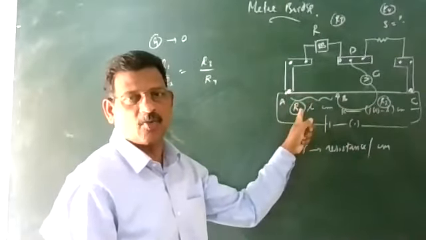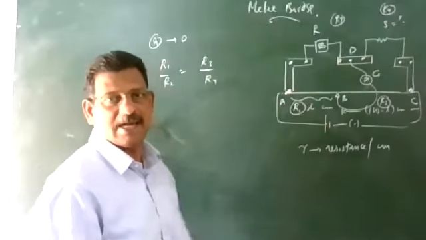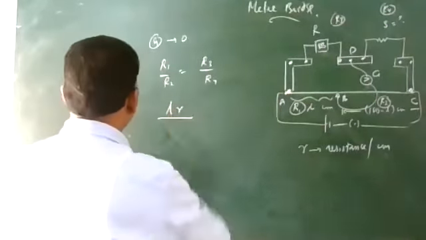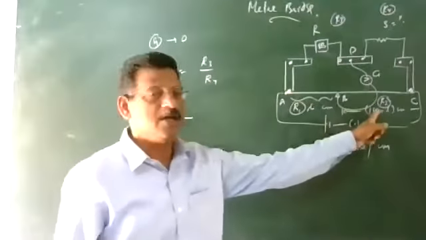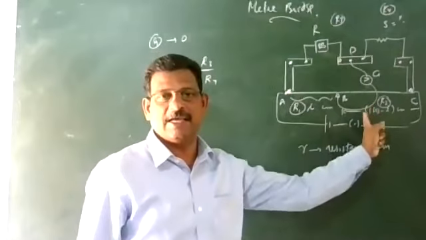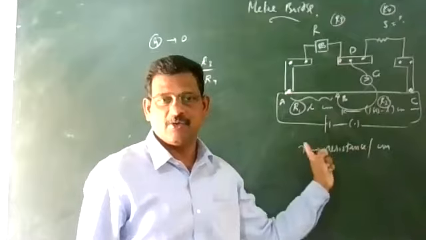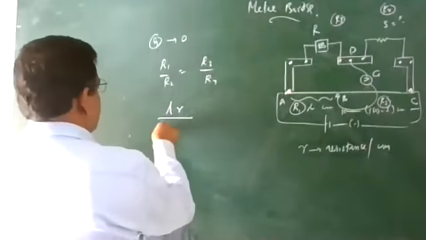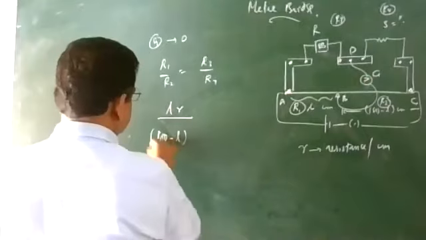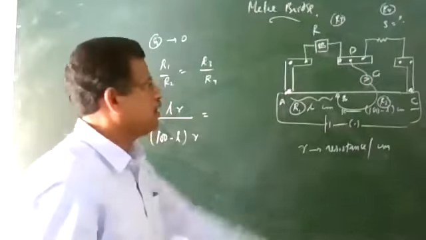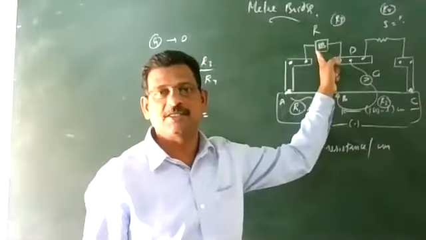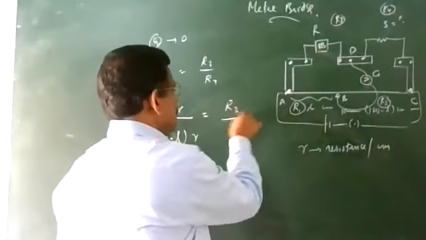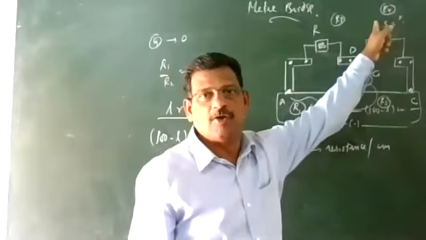What is the resistance R1? From here to here, the length is L. The balancing length is L. So R1 we can write as L into r. What about R2? R2 means the remaining length, which is 100 minus L. Resistance per unit length is r. So R2 stands for length into resistance per unit length. What is R3? That is the resistance that you are taking from the resistance box, R. And what does R4 stand for? Here, the unknown resistance.